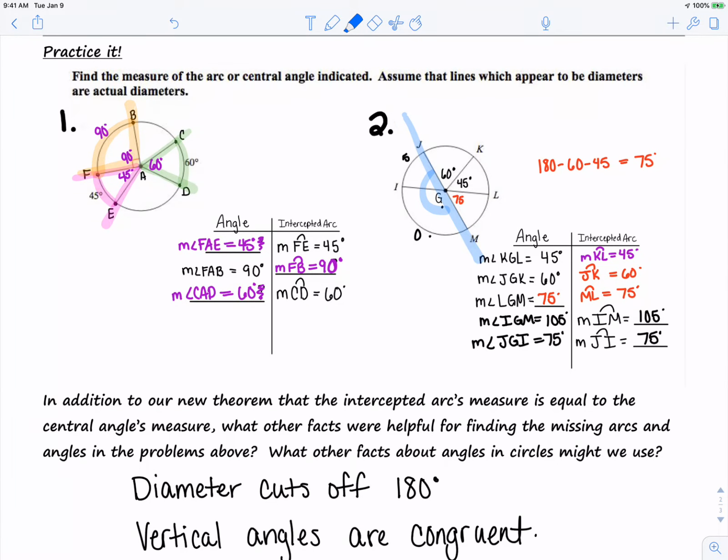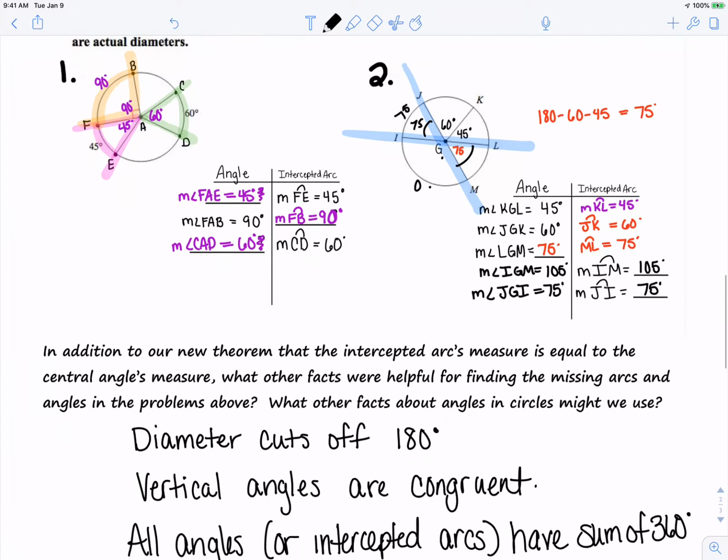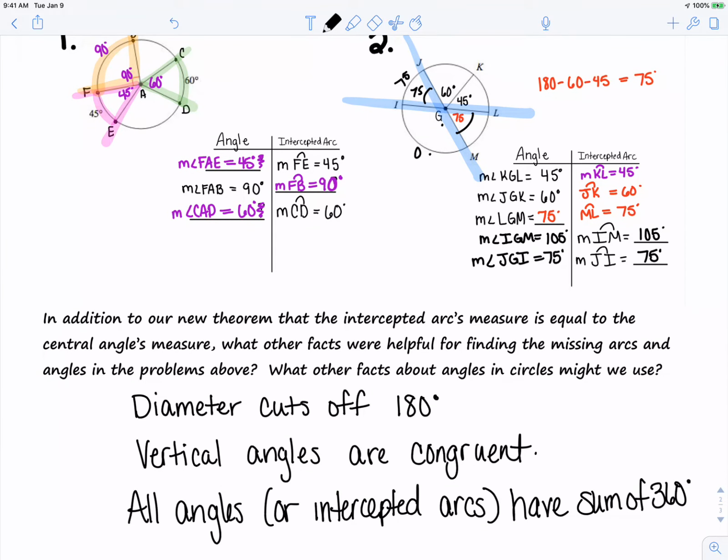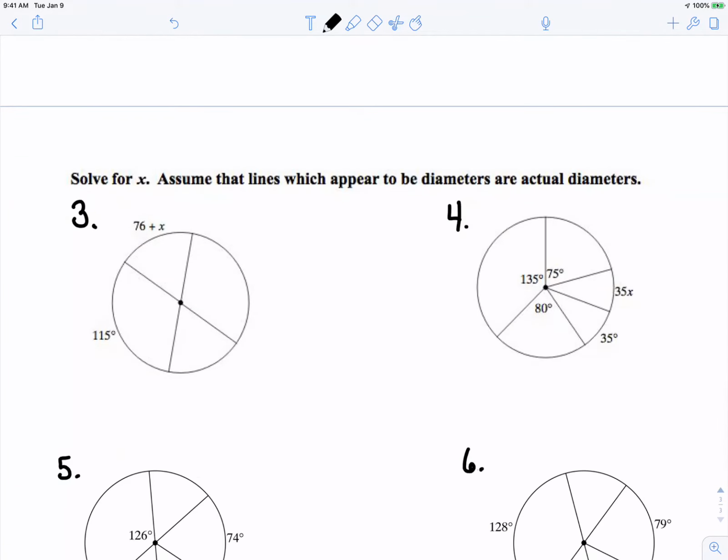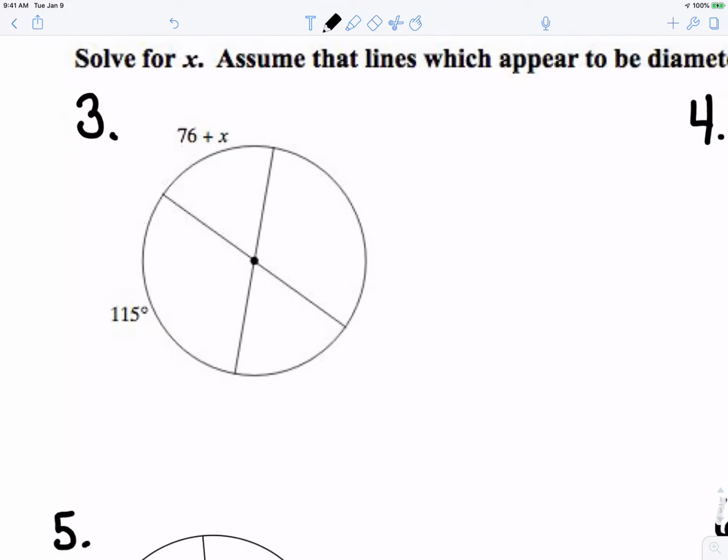We also use the fact that vertical angles are congruent. So we found some vertical angles like this pair of angles right here, so we knew they were both 75. And what else might we use when it comes to circles? And I think we need to not forget that all angles added together around a circle have a sum of 360. And now that we know that intercepted arcs have the same measure as their central angle, that could also apply to all the arcs around the circle added up. So let's take this information and see if we can apply it to some other problems.